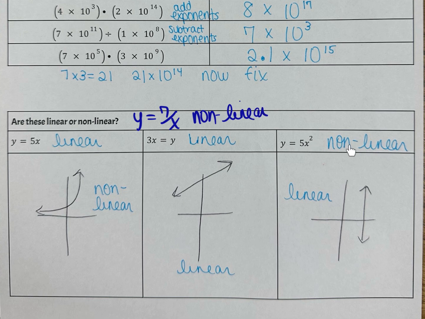Tiny 2, non-linear. This is curved, non-linear. This is straight, it's linear. This is straight, even though it's vertical, so it's linear. Linear means straight line. Curve. Straight line, curve. Curve. Curves are non-linear.